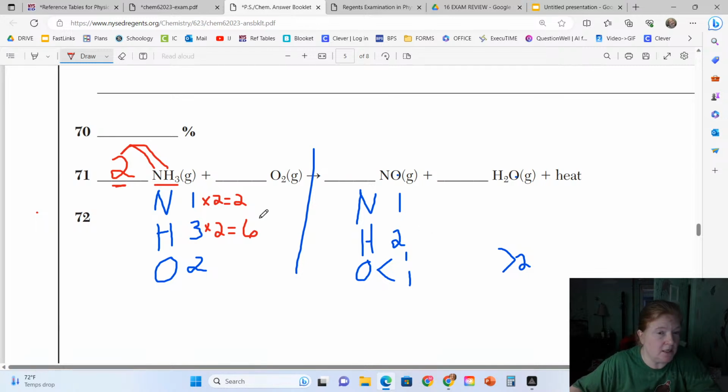So on the other side, to balance the hydrogens, I would put a 3 in front, because I want it to equal 6. So times 3 on that side. Yep, so that's going to be 6. That 3 also affects this oxygen, right? And then here is where I notice a problem.